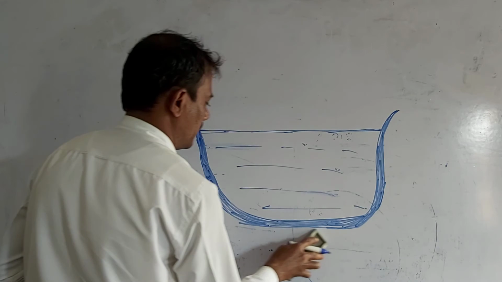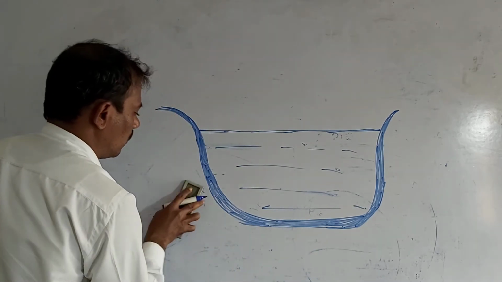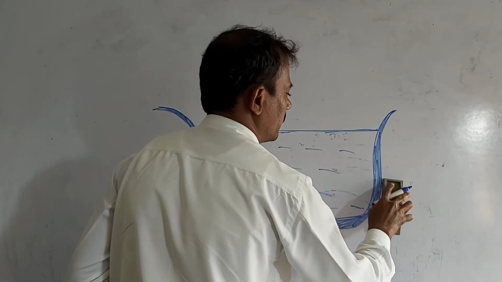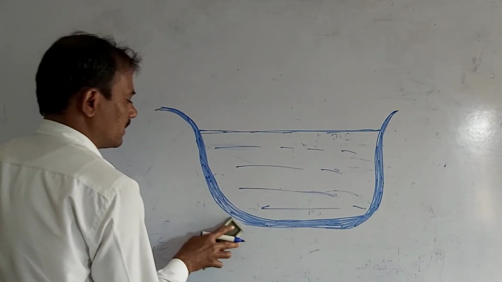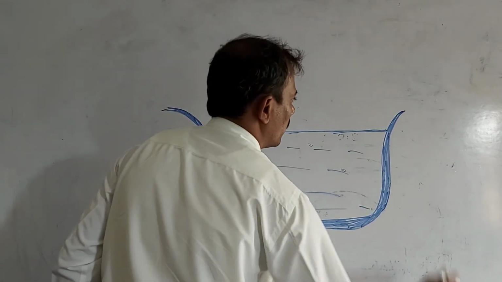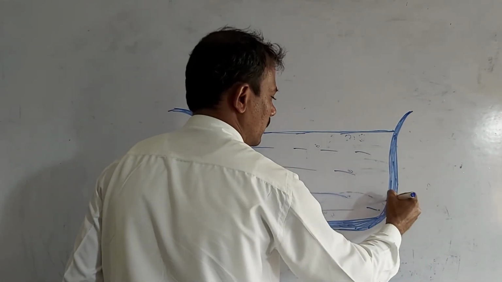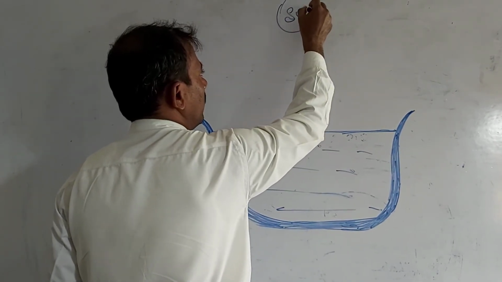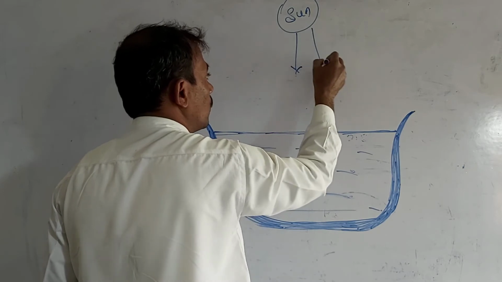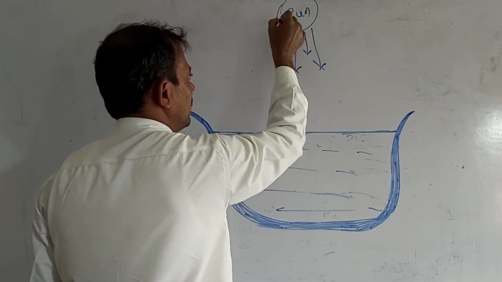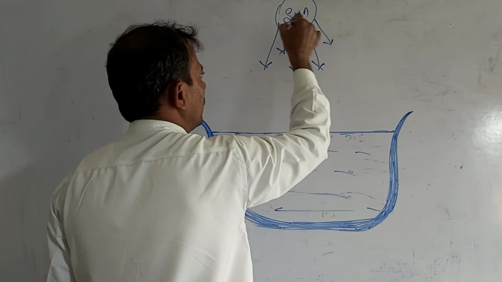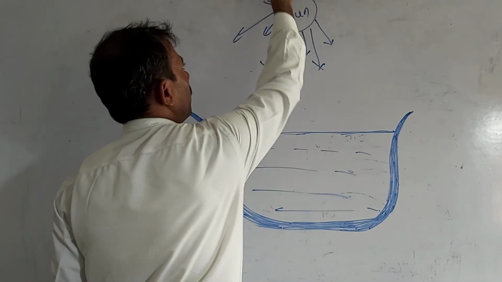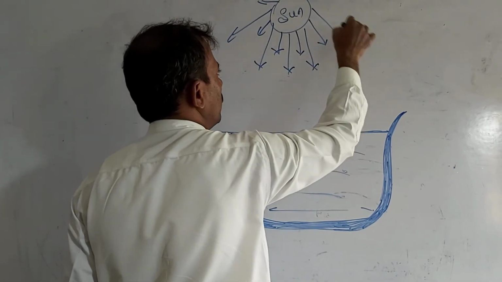the water is present, but also let's consider what are the different biotic and abiotic factors that exist in a pond. In this pond ecosystem, the sun is one, and the sun is the one and only natural source of energy.